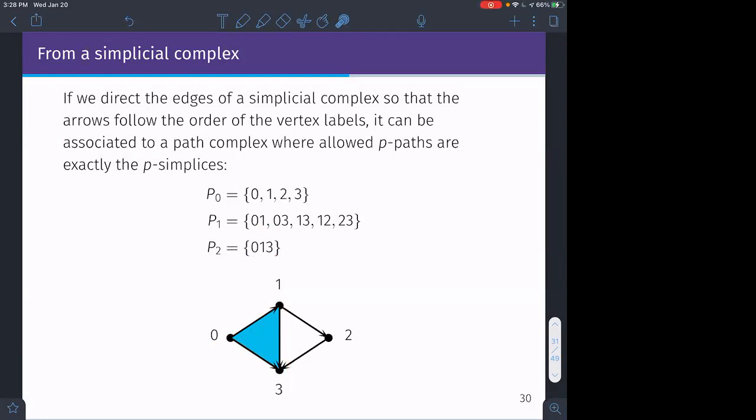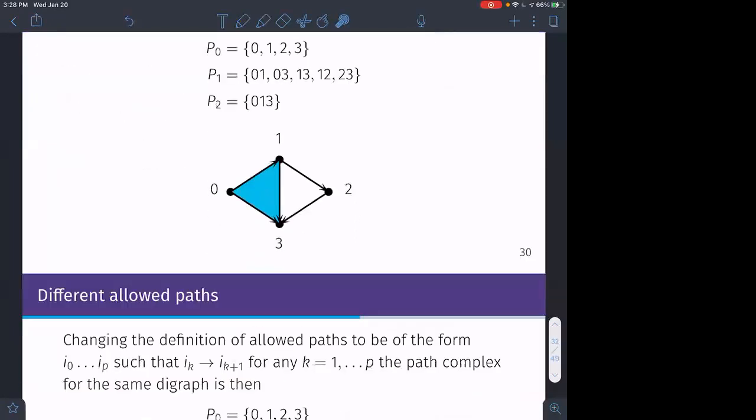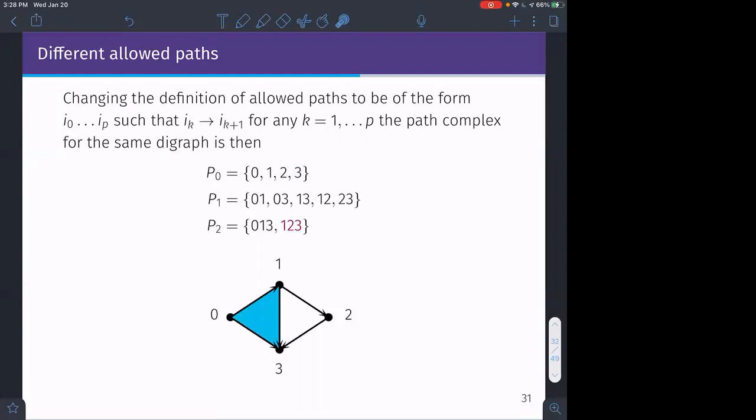However, this is not the only way to generate a path complex. I could also choose to add this path here, and this would still be a path complex. So depending on what I call allowed, depending on what I define as my path complex, I can change the sets and the spaces that I'm going to be doing the math with, and that's going to be important in like 2 slides.